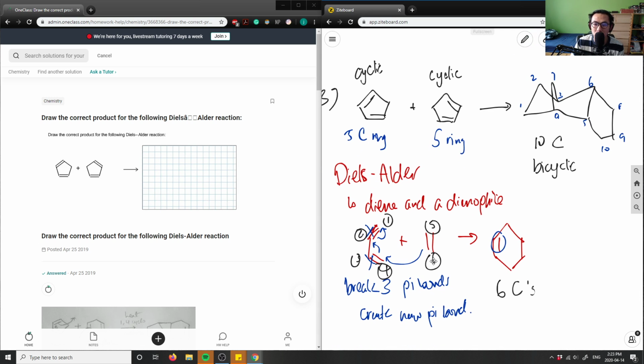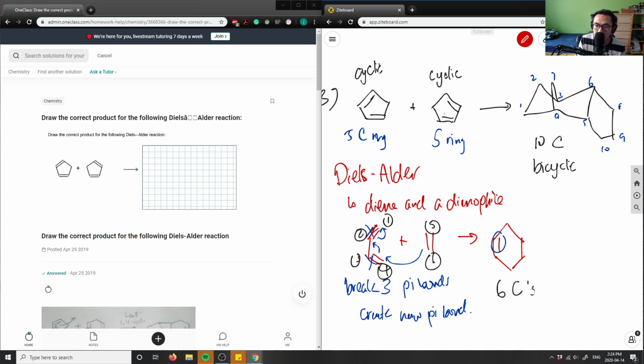So I told you that it's going to break all my double bonds and create one new pi bond. Here I have 3 pi bonds, so to break 3 pi bonds, it's going to create a new pi bond. So in this case, I'm going to break 3 of them and create a new one. For my mechanism, it doesn't matter which one's the diene and the dienophile because they're both the same structure.